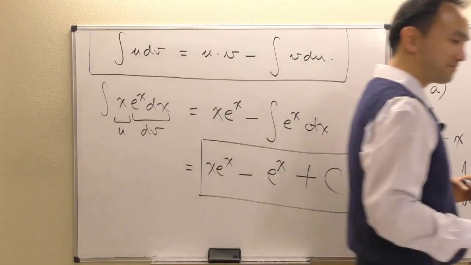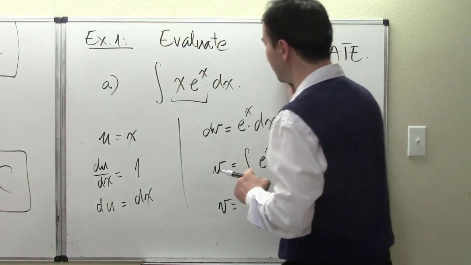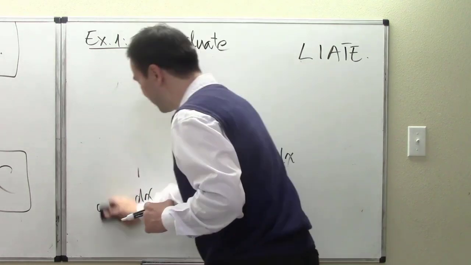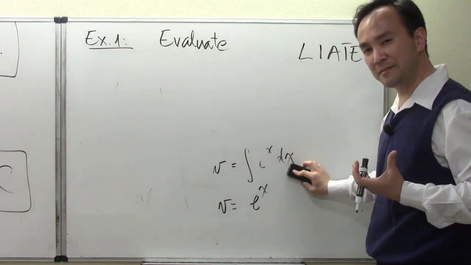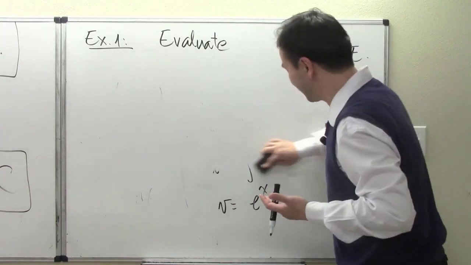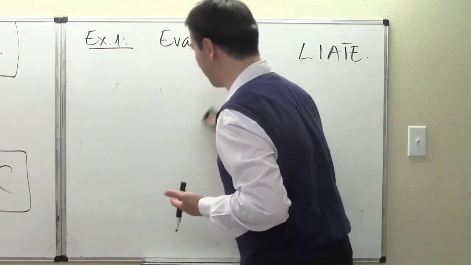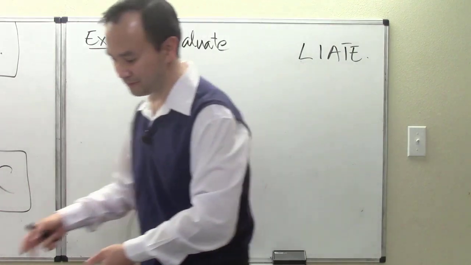All right. And so now, let's clear out the board and look at another problem so that we can get a better hang of the LIATE scheme, the LIATE rule of thumb, to make a good u choice for our integration by parts. So let's look at problem B right here.